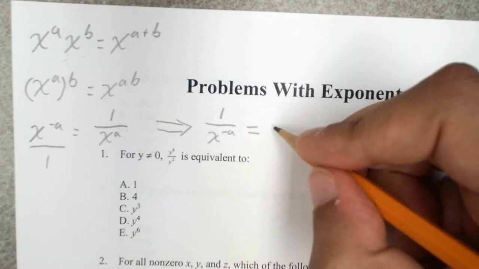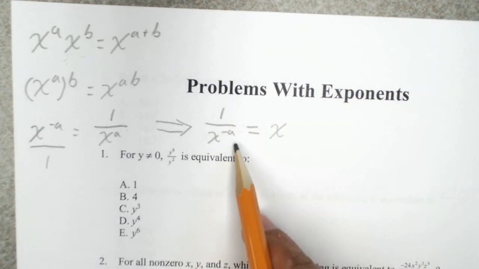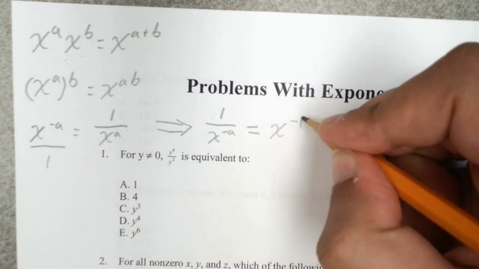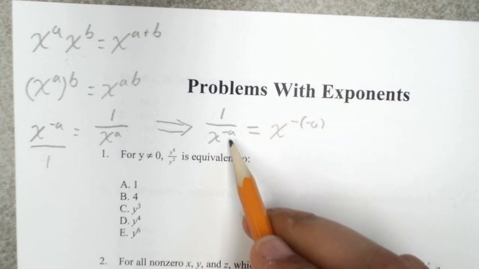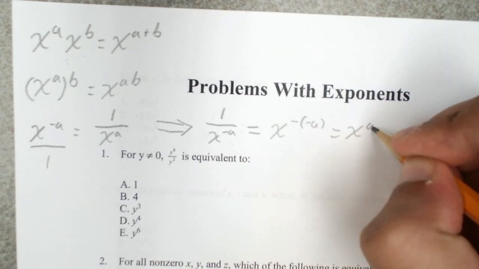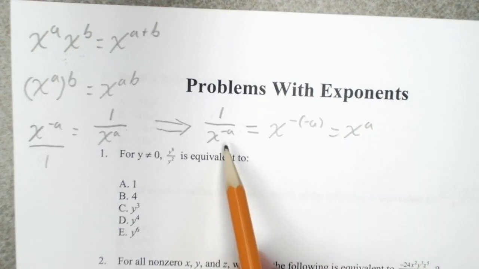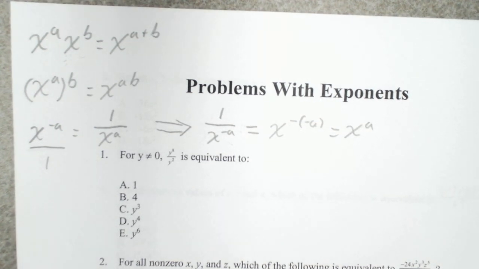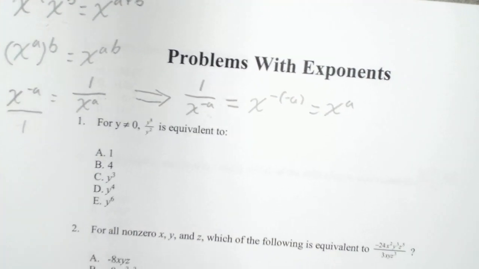we know that this is equal to x to the negative a. Whatever is down here, we have to make it negative. Since it's negative to start with, this becomes positive. If it's a negative exponent in the denominator, we just move it to the top and call it good. So let's get started with these problems.